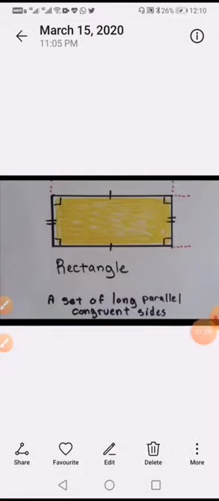Number 2, rectangle. Also, it has two sets of long, parallel, congruent sides. It means the opposite sides are equal and also the opposite sides are parallel. It has 2 pairs of parallel sides.